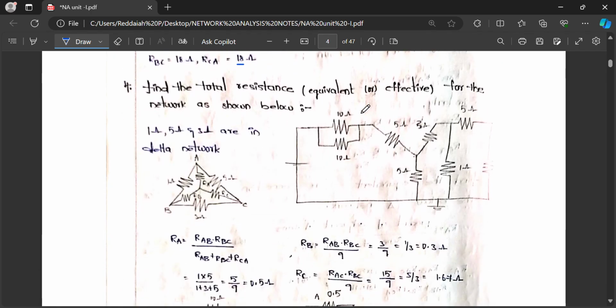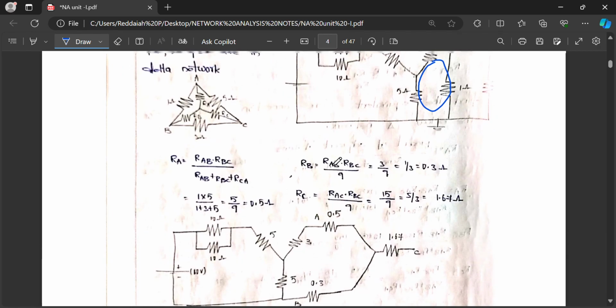Find the total resistance or equivalent effective resistance for the network shown below. Find the total resistance for the network by using network reduction techniques. If any circuit is given to you in an examination to find the total resistance, we have to use the star or delta conversion technique. The 1 ohm, 5 ohm and 3 ohm are in a delta network. We can convert it into a star network.